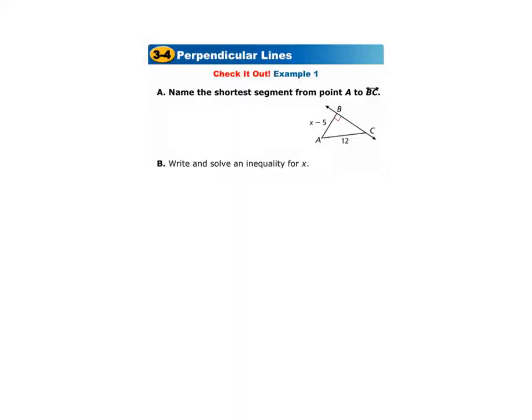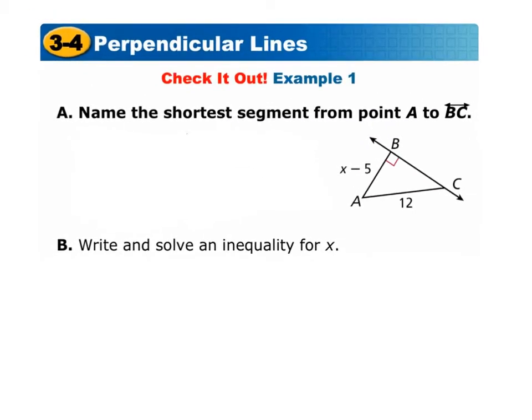Let's look at another example. Name the shortest segment from point A to line BC. Alexis, what would our shortest segment be? BA, perfect. So the shortest segment is the one that's perpendicular to the line.